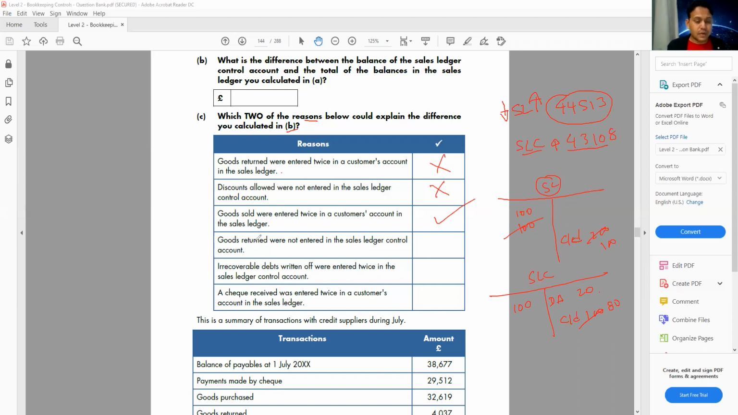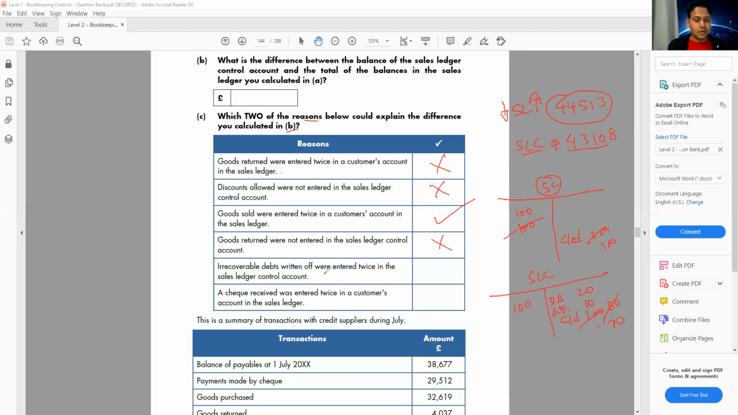Then the next one we have is goods returned were not entered in the sales ledger control. So if I didn't enter the goods return on this side, that means my balance will go more down. So I'm not going to take this one. If I said goods return 10, my balance will go down to 70. It's already down. I'm not going to take it. That's not the reason.